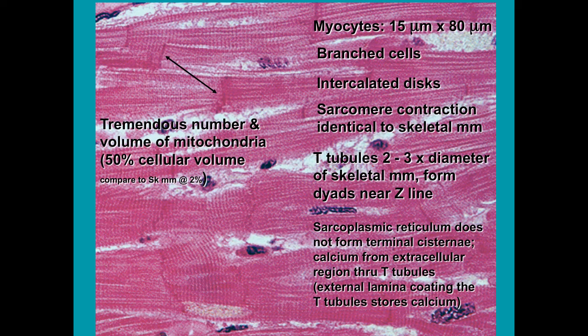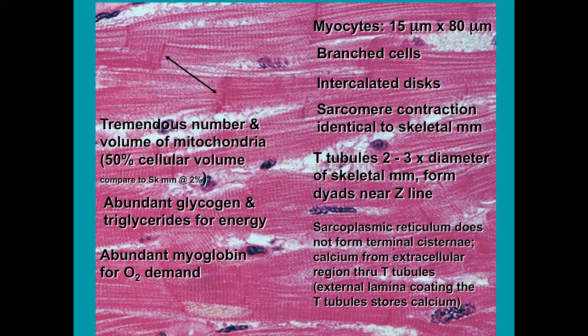There's a tremendous number and volume of mitochondria in cardiac muscle cells. Mitochondria make up almost half of the cell volume in cardiac muscle cells, and that might compare to about 2% of the volume that mitochondria contribute to in skeletal muscle cells. So you might imagine, obviously, cardiac muscle, because of the high metabolic demands, has abundant mitochondria. They also have abundant sources of glycogen and triglycerides for energy. And cardiac muscle has abundant myoglobin because of the very high oxygen demand.